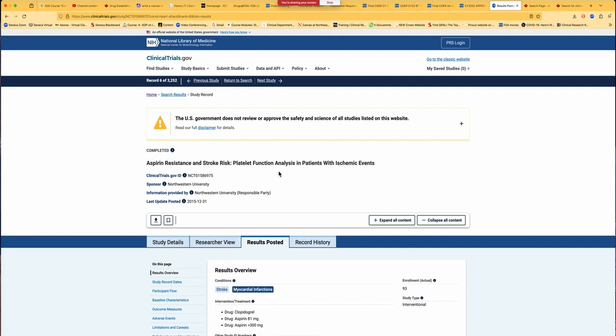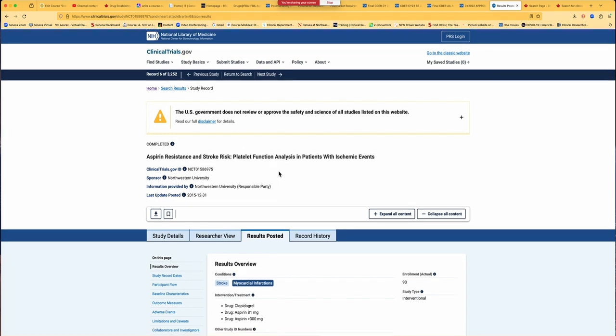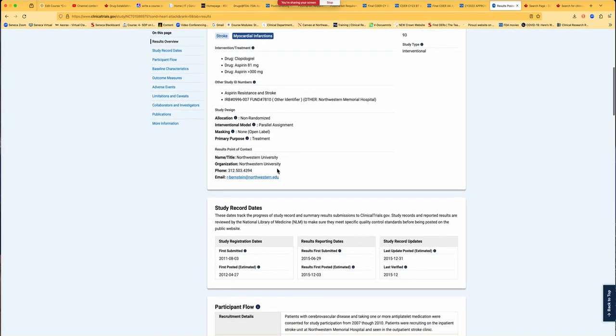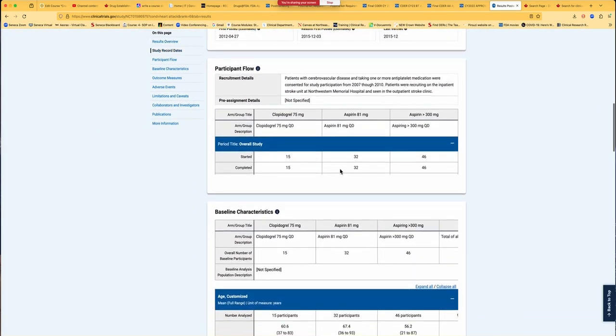It's rare that we put results before having published the information, because, again, this is a trade secret. That's why. So if you would like to look at the results posted, you will see that the results are here, okay? But this is just raw data. No statistical analysis.